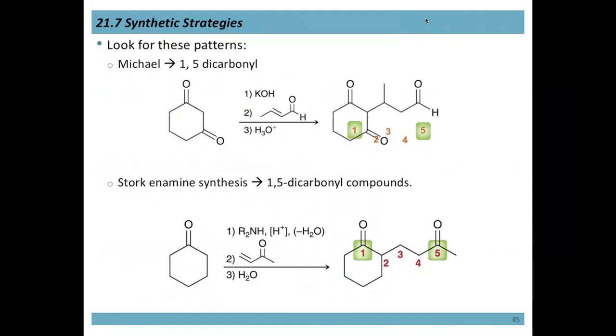So in the next lecture, we'll actually talk more about that and how you can use these reactions to make some really complex and interesting molecules.